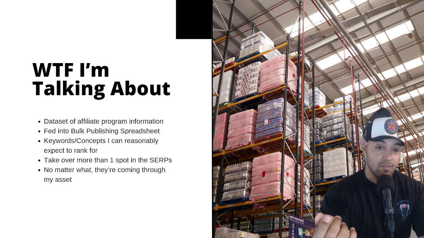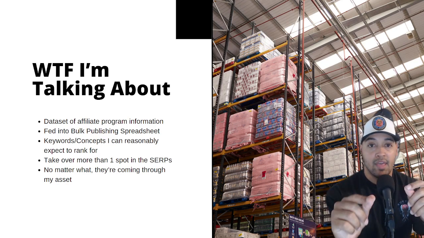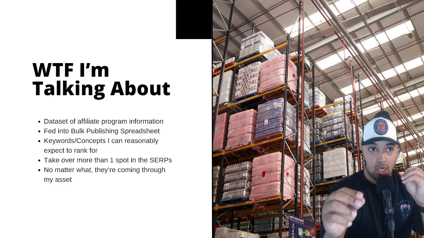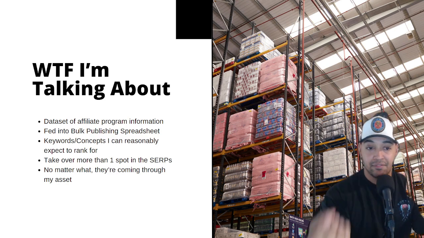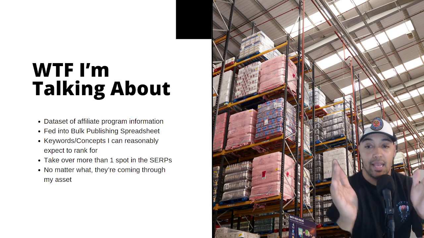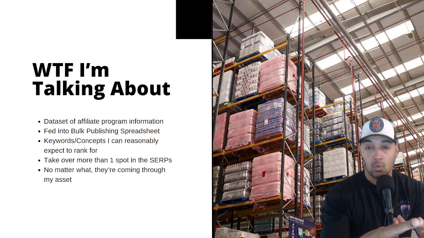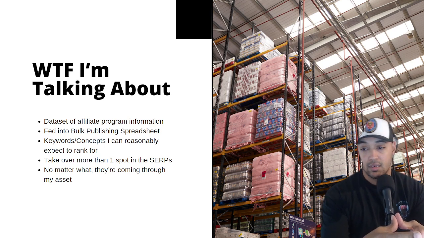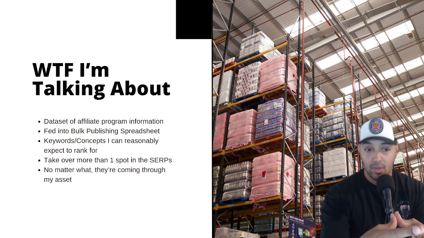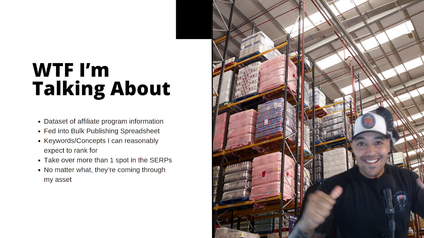I've taken that information, formatted it into the bulk publishing spreadsheet, Ariel Phoenix's tool, and with that, I can create content, data-fed content on a brand new site, and hopefully take over more than one spot in the SERPs. So no matter where people are clicking, if they like this title over that title, they're coming in, they're clicking, they're purchasing. It's me.